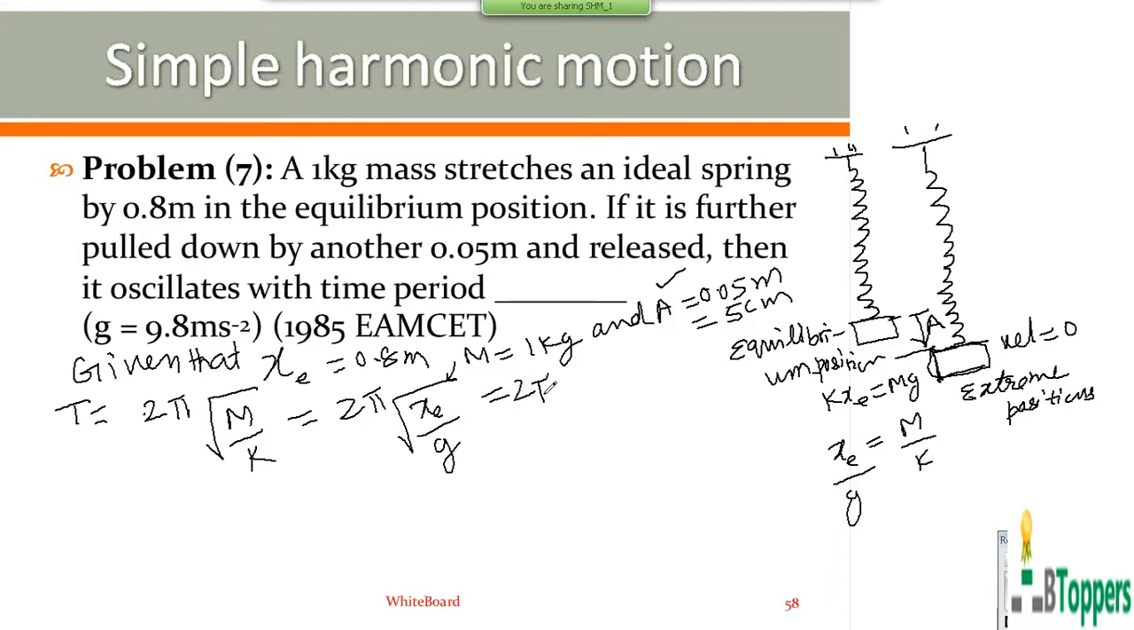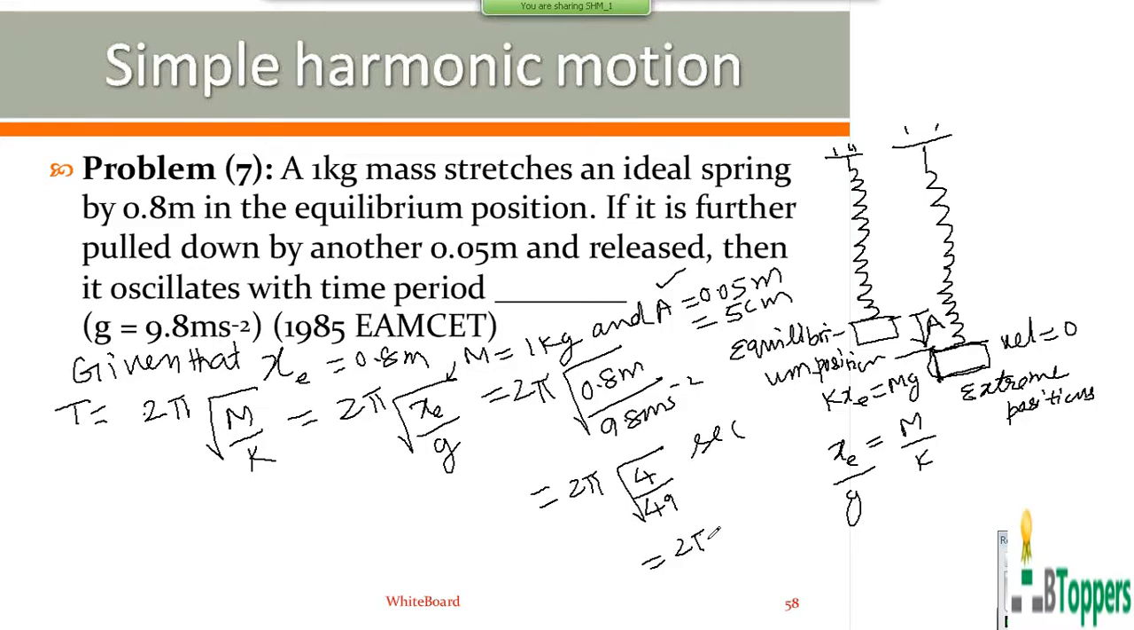So xe equals 0.8 meters, g is 9.8 meters per second square. If you simplify this, you get the time period of oscillations as 4 pi by 7 seconds. That's the answer.